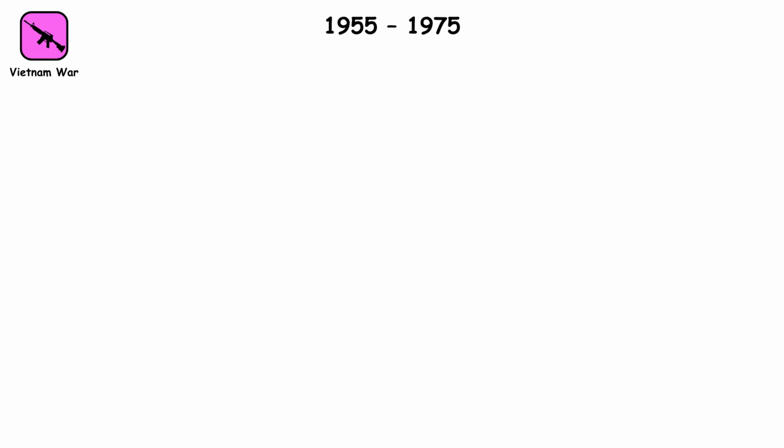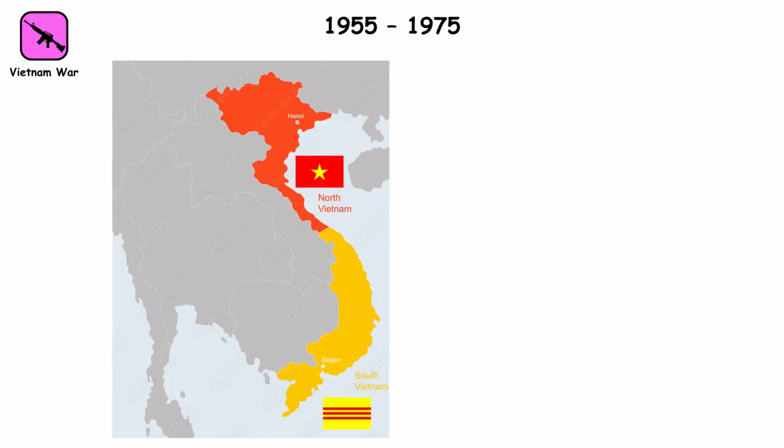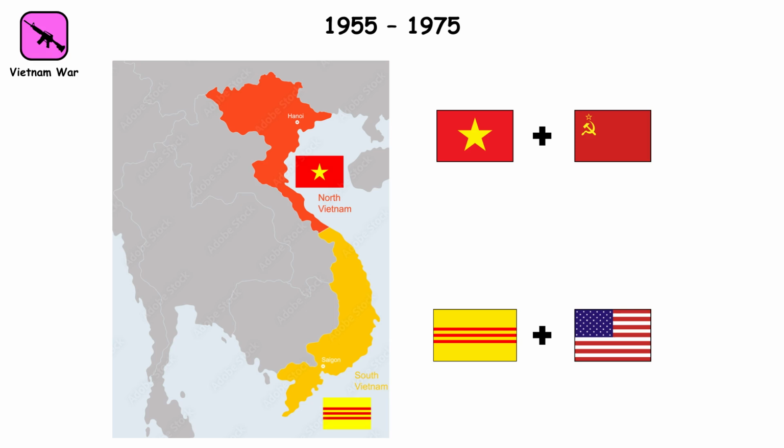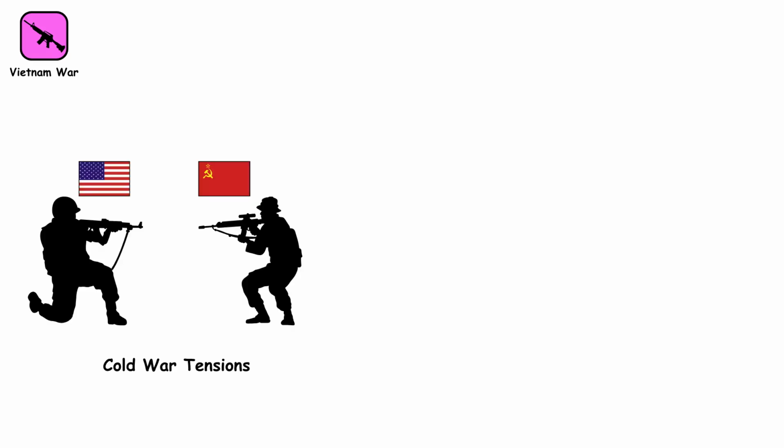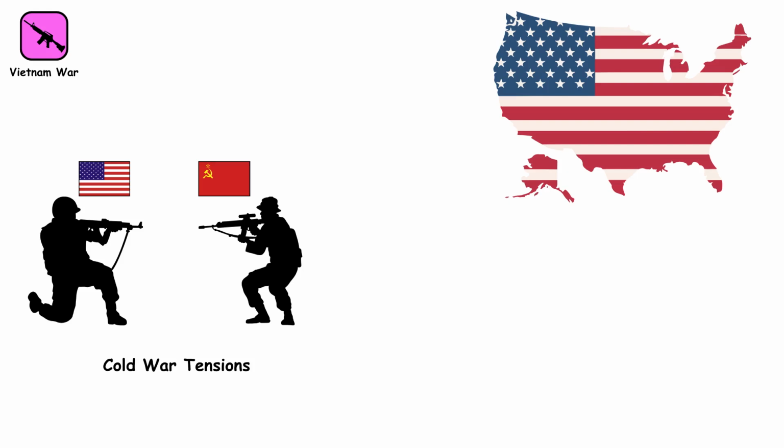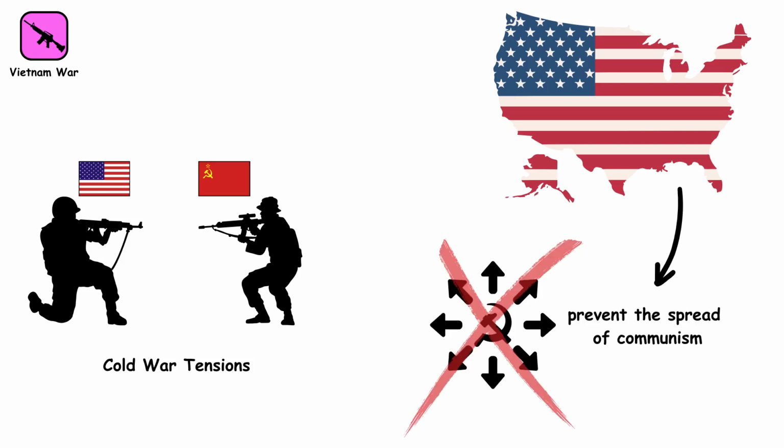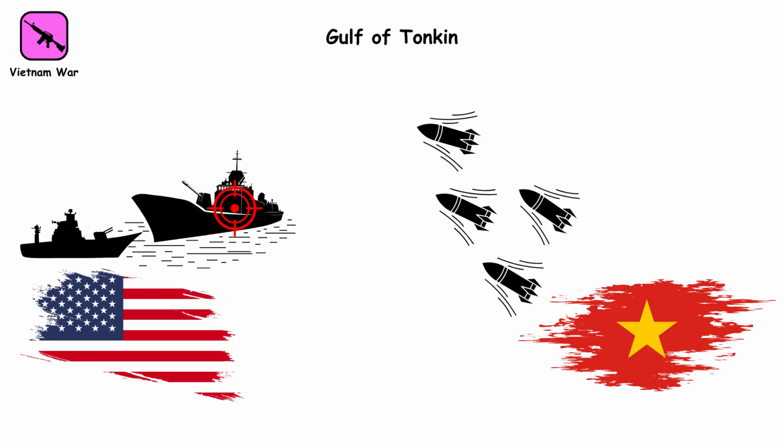Vietnam War, 1955–1975. The Vietnam War saw North Vietnam and its communist allies clashing with South Vietnam and the United States. Fueled by Cold War tensions, the United States intervened to prevent the spread of communism and escalated after the Gulf of Tonkin incident, the attack on U.S. naval ships by North Vietnam.